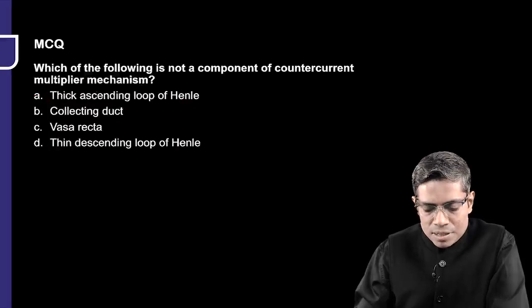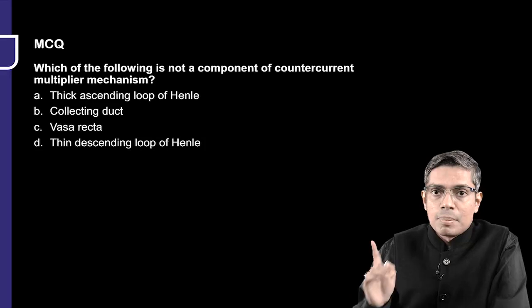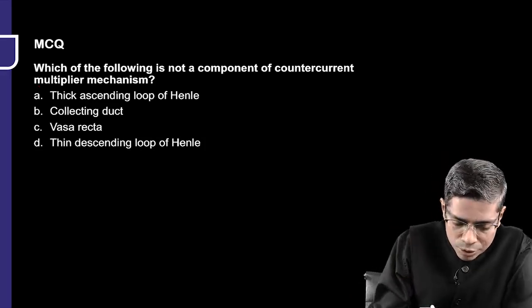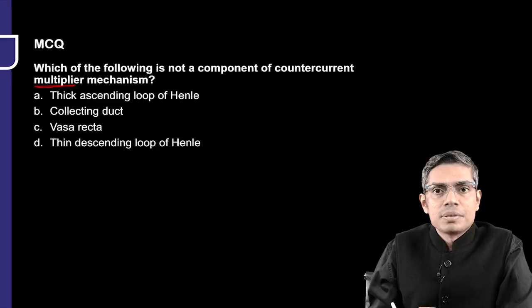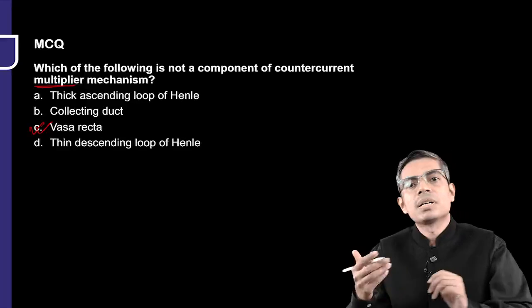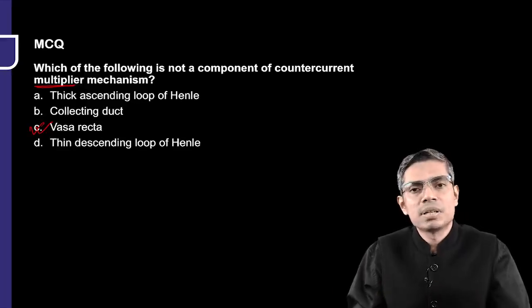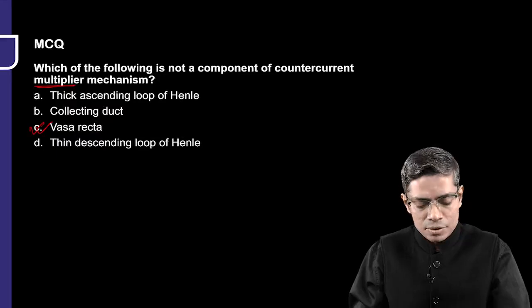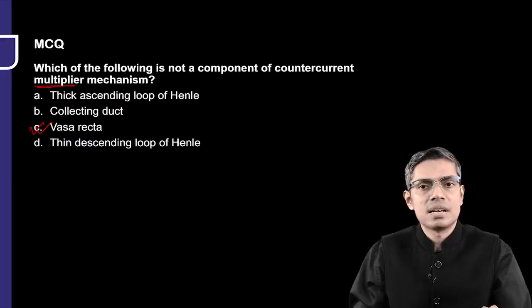Which of the following is not a component of the countercurrent multiplier mechanism? Look at the question. It is the multiplier question. It is not the exchanger. The vasa recta is part of the countercurrent exchanger. It is not part of the countercurrent multiplier, right? So that way, vasa recta is the answer.